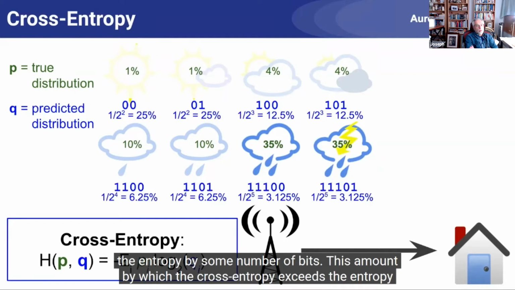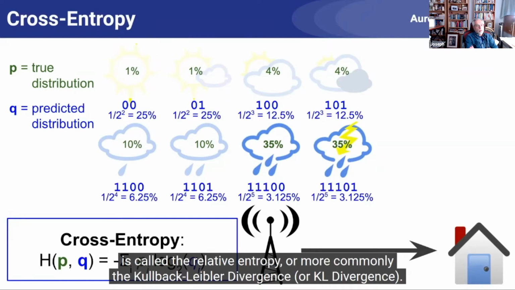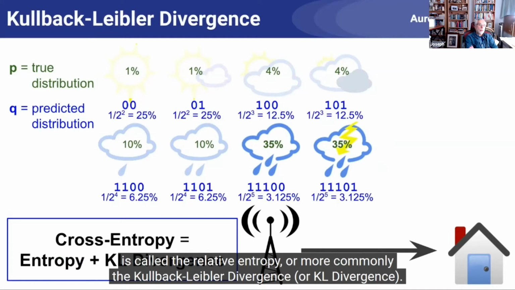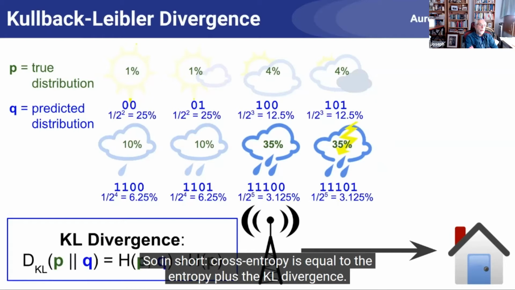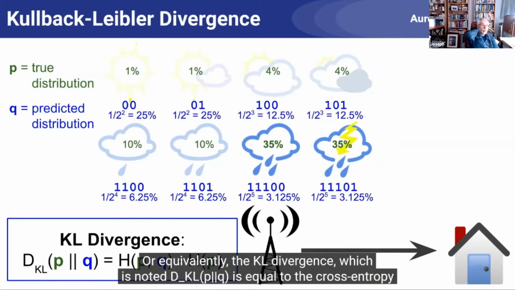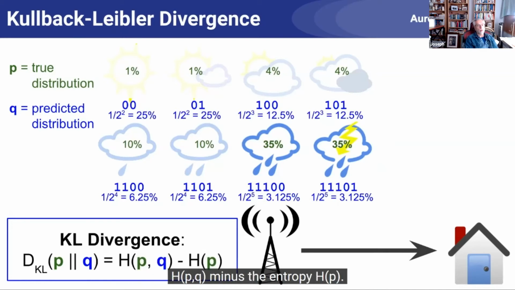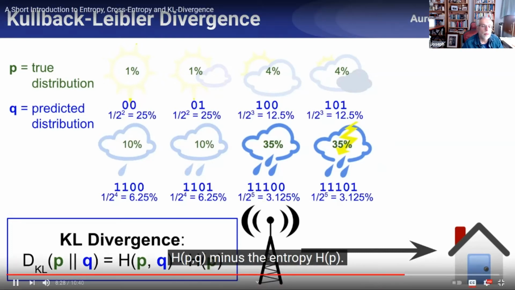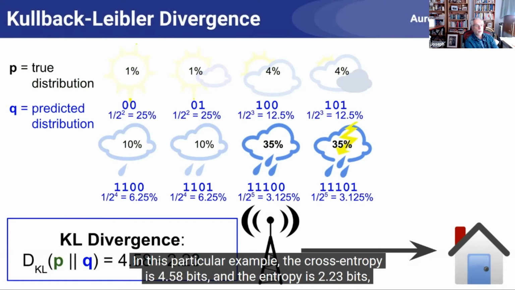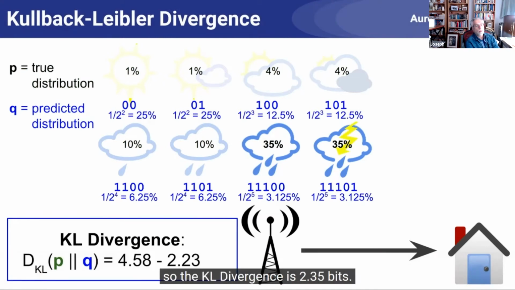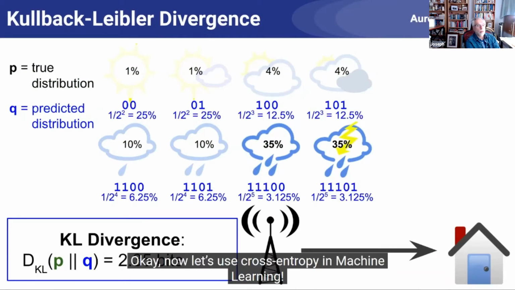This amount, by which the cross-entropy exceeds the entropy, is called the relative entropy, or more commonly, the Kullback-Leibler divergence, or KL divergence. So in short, cross-entropy is equal to the entropy plus the KL divergence. Or equivalently, the KL divergence, which is noted D_KL(P‖Q), is equal to the cross-entropy H(P,Q) minus the entropy H(P). In this particular example, the cross-entropy is 4.58 bits, and the entropy is 2.23 bits, so the KL divergence is 2.35 bits. Okay, now let's use cross-entropy in machine learning.